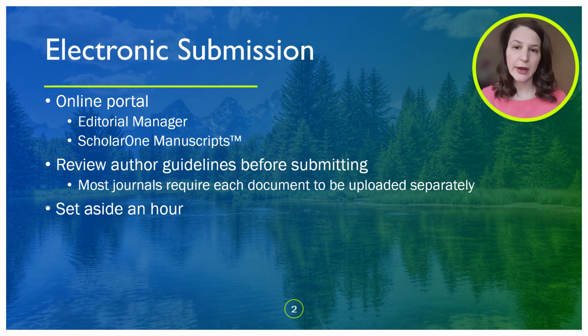Most journals require a manuscript submission through an online portal, such as Editorial Manager or ScholarOne, though there are several other platforms. Before you begin the submission process, make sure to review the author guidelines. Often journals will require that you upload each document separately, such as the cover letter, title page, abstract, manuscript, tables, and figures. So check the author guidelines so you can have your documents prepared.